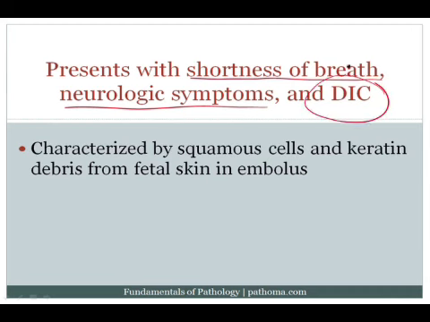And remember that the amniotic fluid is loaded with tissue thromboplastin. That's high yield. The amniotic fluid is loaded with tissue thromboplastin, and tissue thromboplastin has the ability to activate the coag cascade, which can then result in DIC.